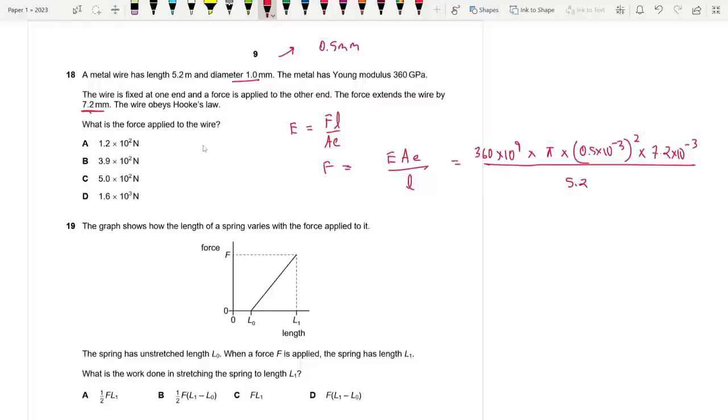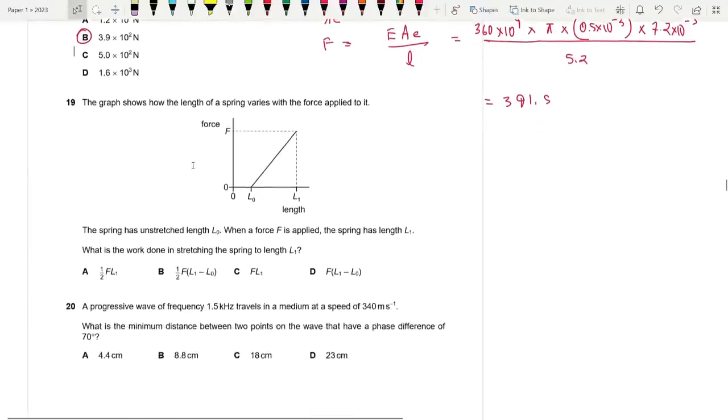Okay, so let's do this. 360 times 10 to the power 9 times pi times (0.5 times 10 to the power minus 3) squared times 7.2 times 10 to the power minus 3 divided by 5.2. I'm getting an answer of 391.5. So what's the closest answer? 3.9 times 10 to the power 2 is in fact B.